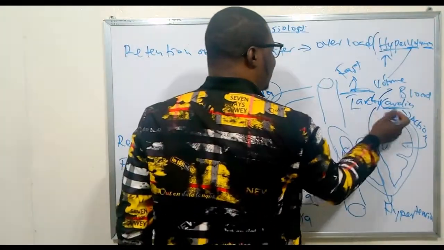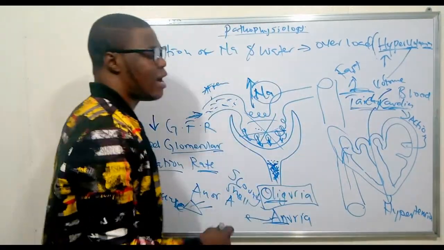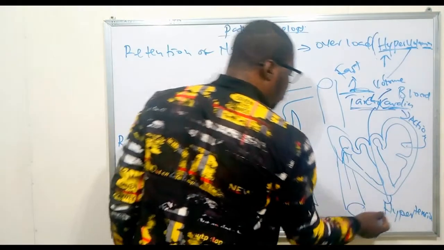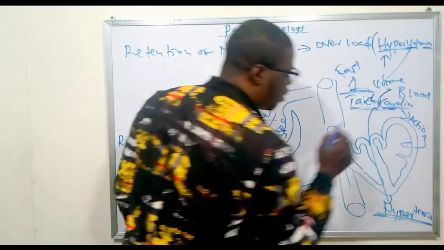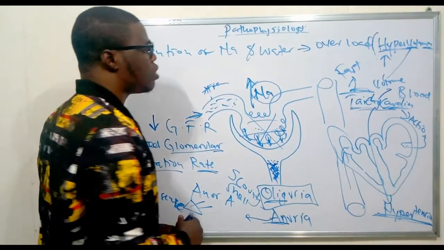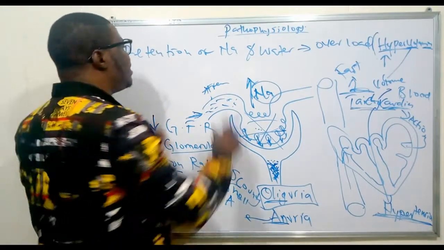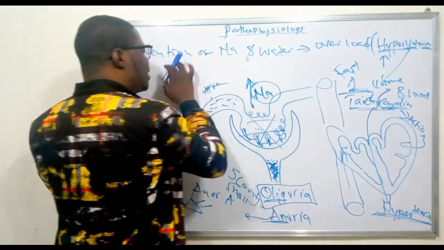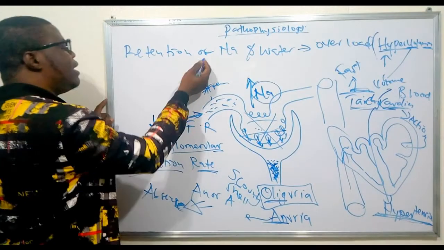And this will lead to a clinical manifestation called tachycardia. And this tachycardia, with time, is going to lead to what we call hypertension. So that is the first pathway. Talking about the second pathway, this retention of sodium and water can also lead to what we call edema.